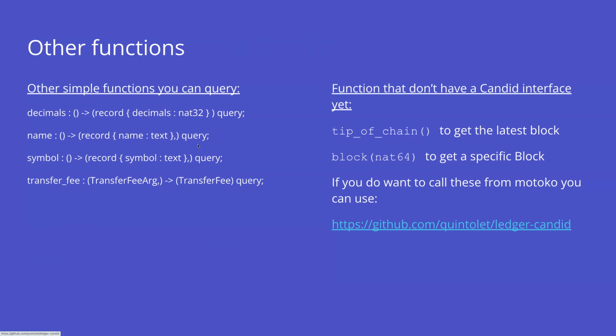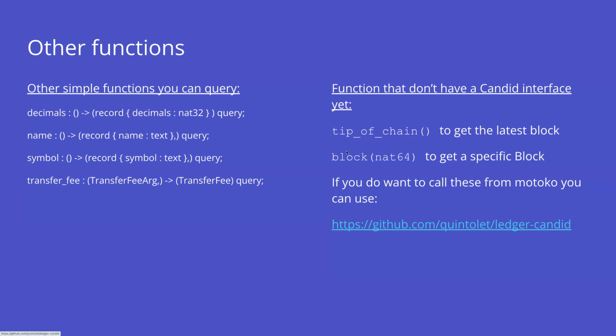Then there are also functions that don't have a candid interface yet. I won't go too deeply into that because this is a Motoko Bootcamp and it's hard to call these functions from a Motoko canister, but you have the tip of the chain function, which will give you the latest block plus some proof that can be falsified. And there's a function called block, which will give you the block at a specific height.